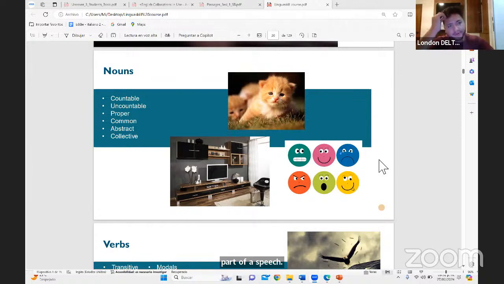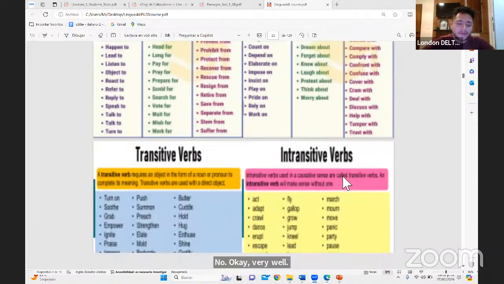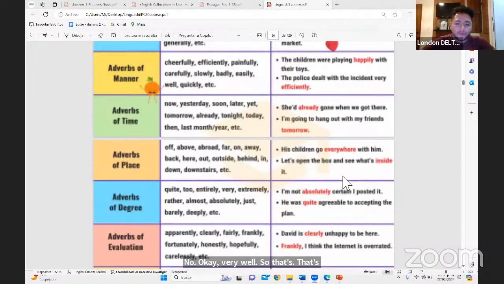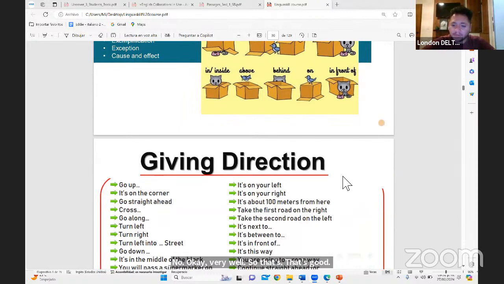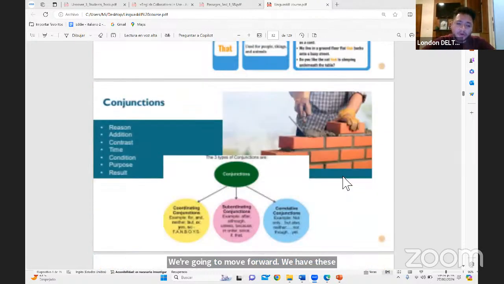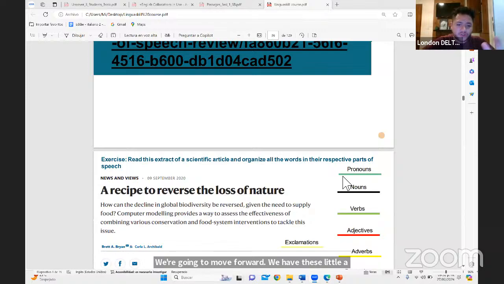No. Okay, very well. So that's good. We're going to move forward. We had this little lesson, but we are going to check it, like we need to understand it really well. So now we're going to practice. We're going to work on the next test.